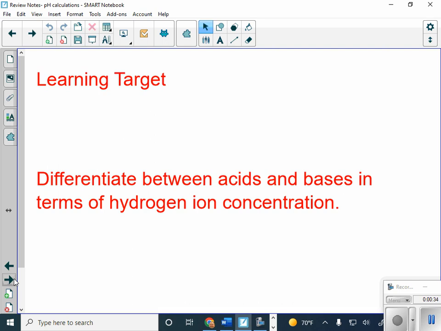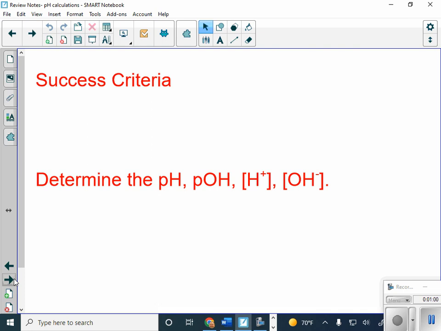That pH that you get at the pool is just a number, and that number is based on the hydrogen ion concentration. So we take that hydrogen ion concentration and convert it onto a logarithmic scale. We're going to learn about what a logarithmic scale is here in a bit. Now, our success criteria is to be able to determine the pH, the pOH, the hydrogen ion concentration, and the hydroxide ion concentration.